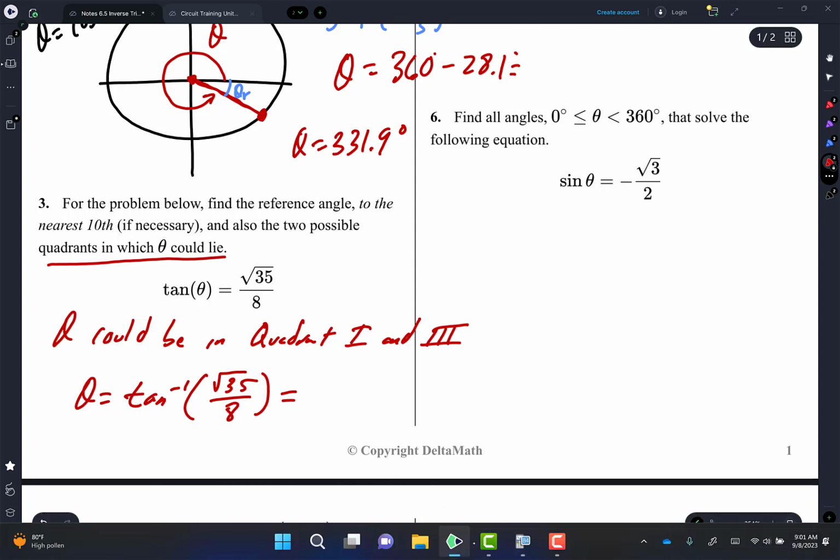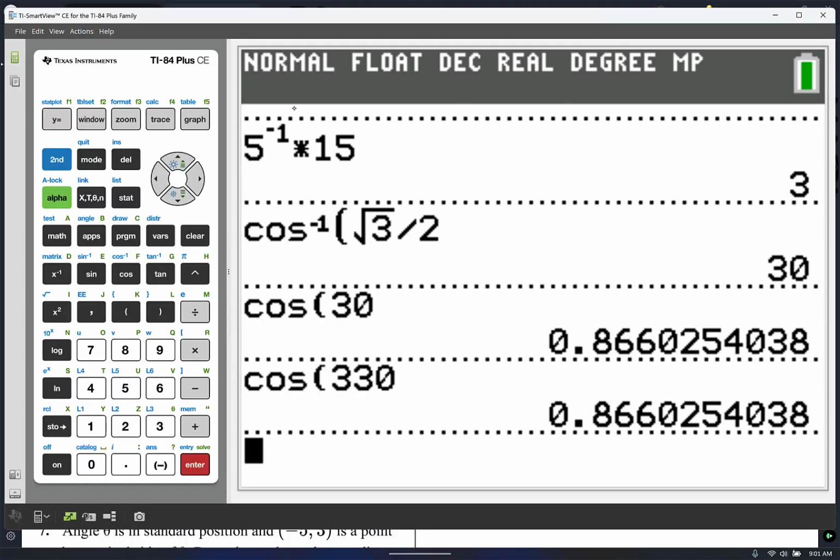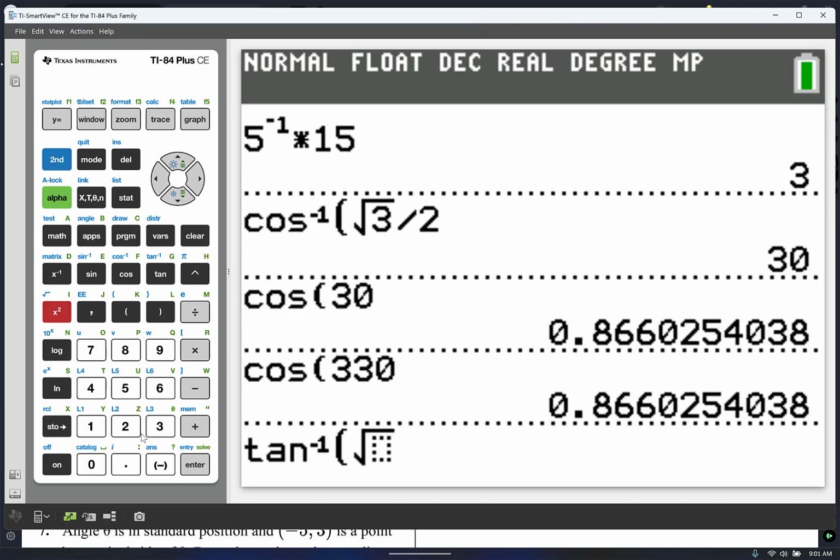All right, so here we go. I take my calculator, make sure it's in degree mode, and I go second arctan to that 10 to the negative 1, and I already forgot the argument. What was it? Square root of what?